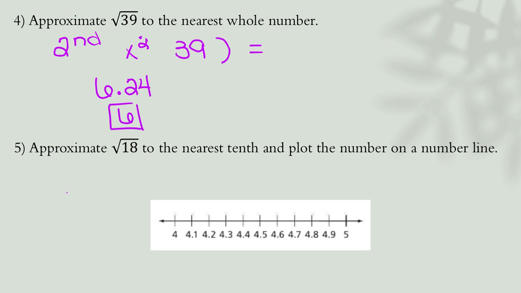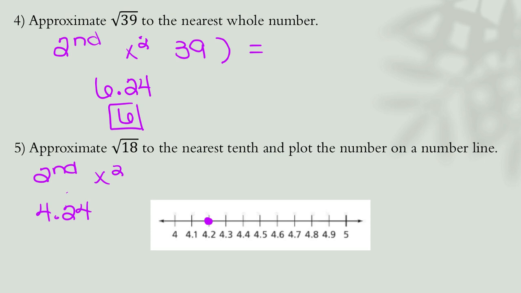Very good. Okay, number 5. We want to approximate the square root of 18 to the nearest 10th. And then we want to plot it on a number line. Okay, second x squared. 4.24, okay. And it would go to 4.2, very good.